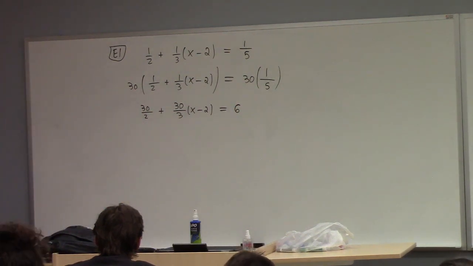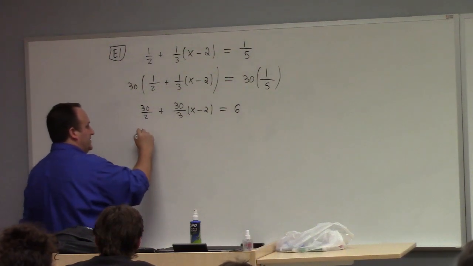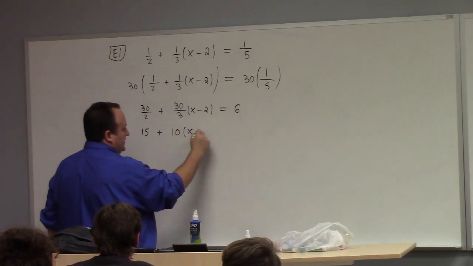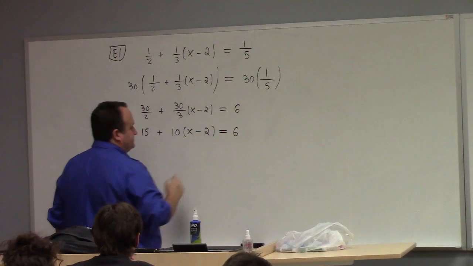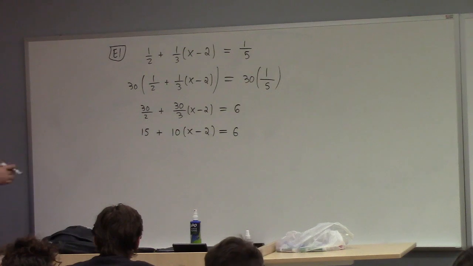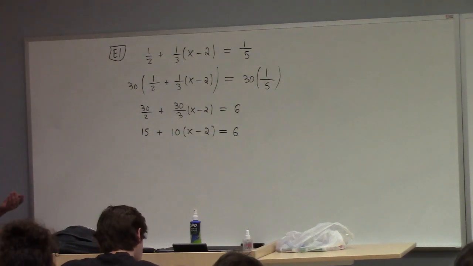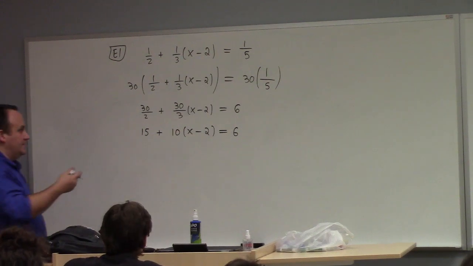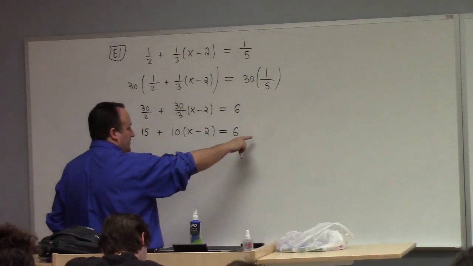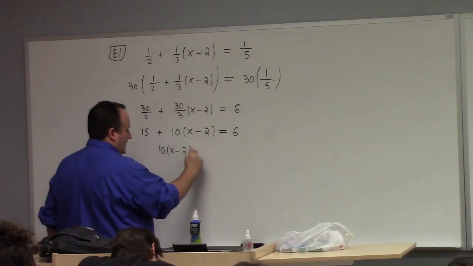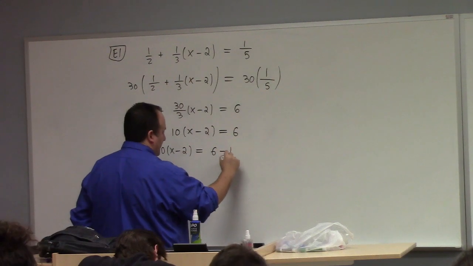Then let's distribute, well, let's simplify first, right? We got 15 plus 10 times x minus 2 equals 6. Right? So you've got choices. You can either distribute the 10, or, do you guys want to do that? Distribute the 10? We can do that. So I'm going to subtract 15 to the other side. Yeah? So I get 10 times x minus 2 is equal to 6 minus 15, right?